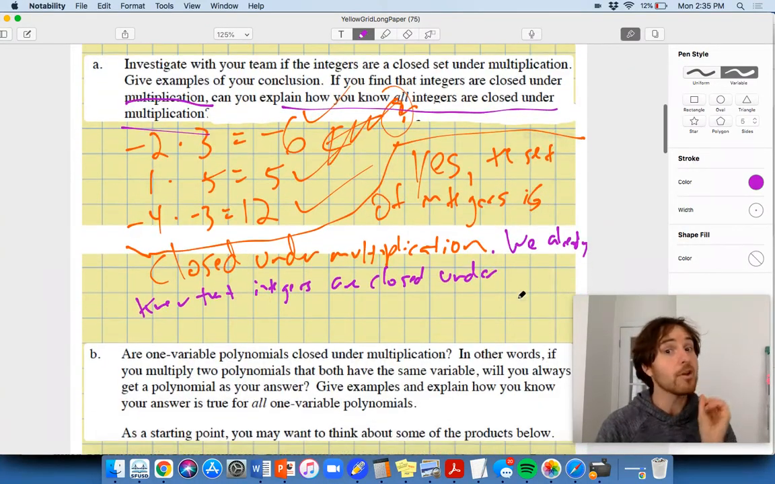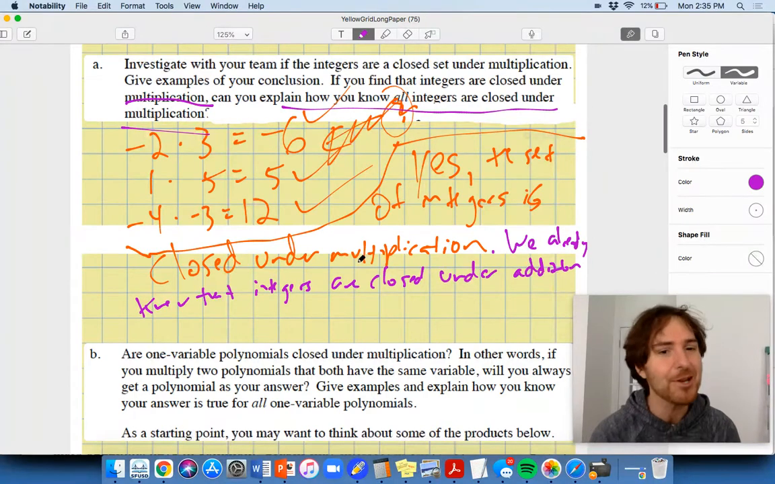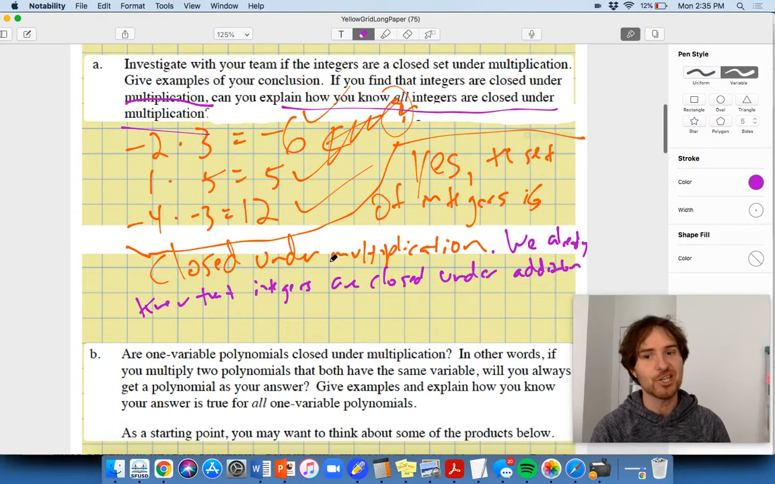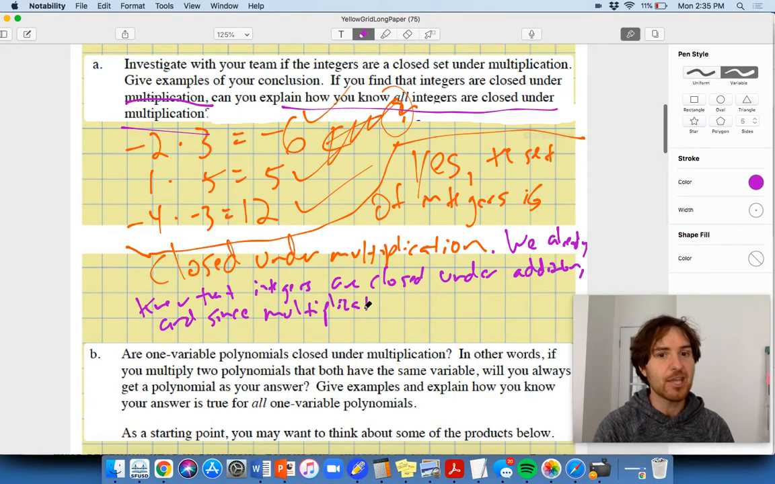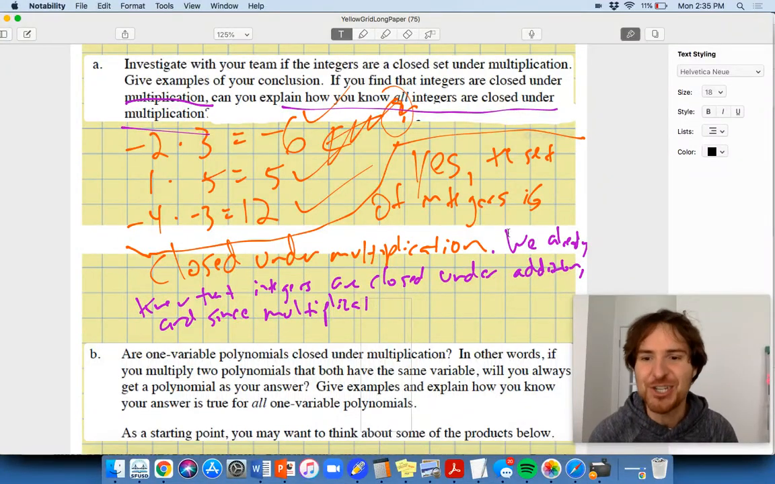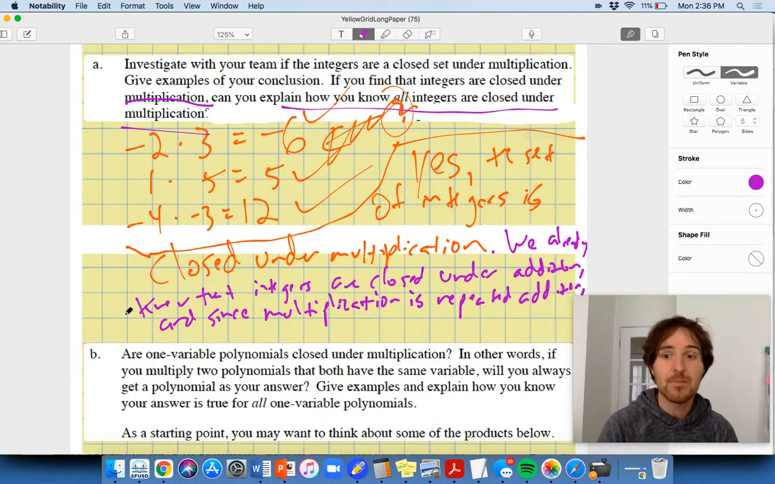We already knew that integers are closed under addition, so why would that help us prove that integers also have to be closed under multiplication? Where am I going with this? How does multiplication connect to addition? Yes, multiplication is repeated addition. Okay? Because multiplication is repeated addition.